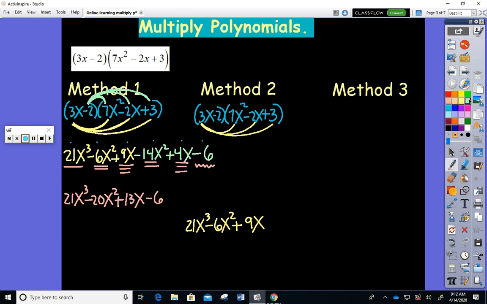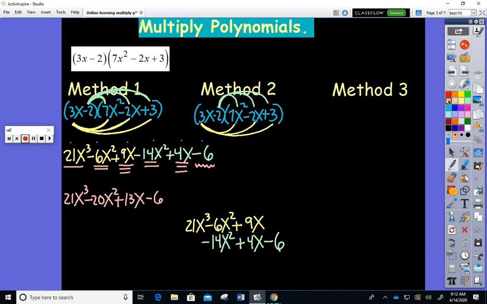So now I'm moving to the 2 in the first set of parentheses. So second times first is negative 14x squared. And then when I make my new row, I'm going to line up like terms as I go. So second times second is plus 4x. Second times third is minus 6.